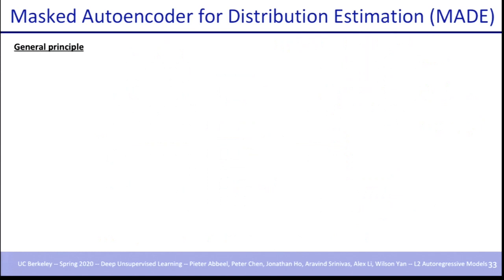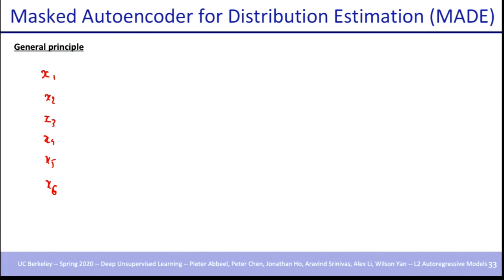So let's draw out the general principle. What does a MADE model look like? It's a chain rule model. Let's say we have some variables x1, x2, x3, x4, x5, x6, and we somehow want to output the probability of the values they take on. And we're going to apply the chain rule.